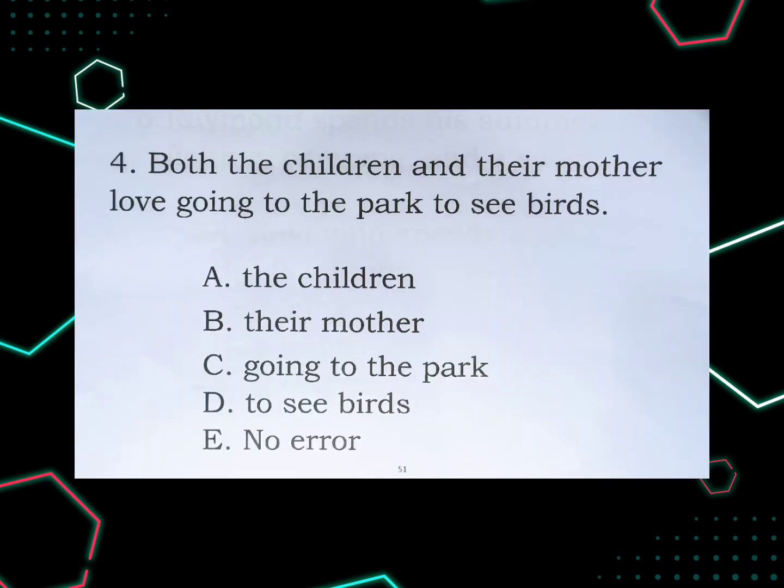Number 4. Both the children and their mother love going to the park to see birds. A. The children. B. Their mother. C. Going to the park. D. To see birds. E. No error.